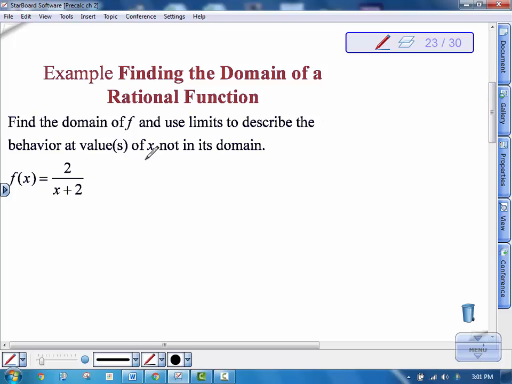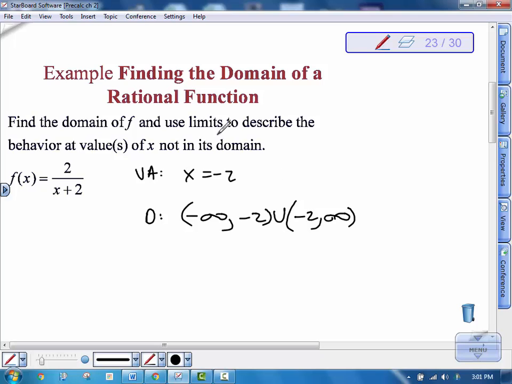We want to use limits to describe the behavior of the values that are not in the domain. So the values not in the domain here, we know that we have an issue if we stick in -2. So we know that -2 would be a vertical asymptote according to our formula sheet, right? Because those occur at zeros at the bottom. So at x equals -2, we have a vertical asymptote. That's not in the domain. And so we can say our domain then is from -infinity all the way up to -2, but not including -2, and then -2 to positive infinity.